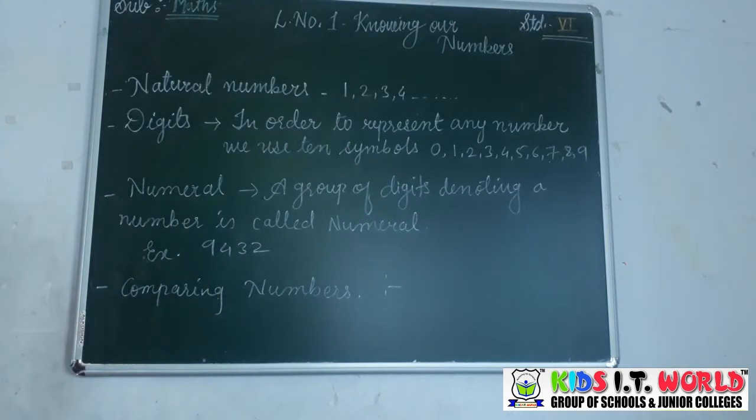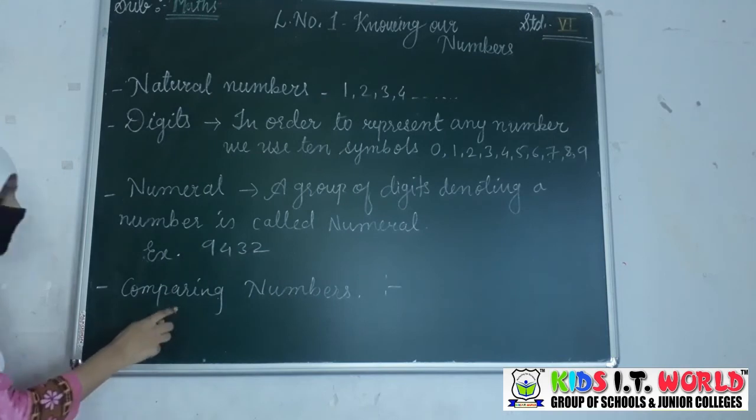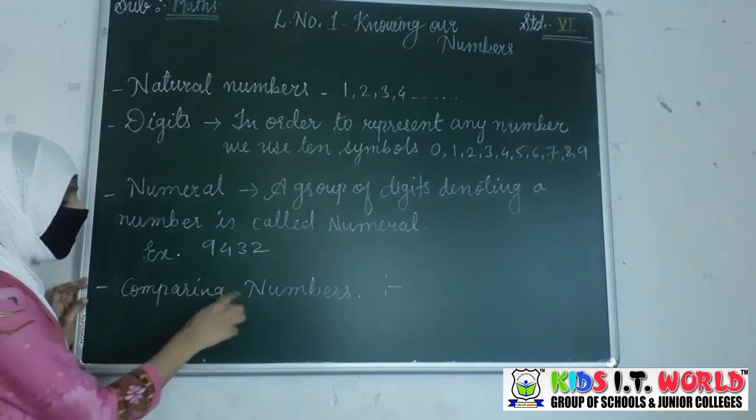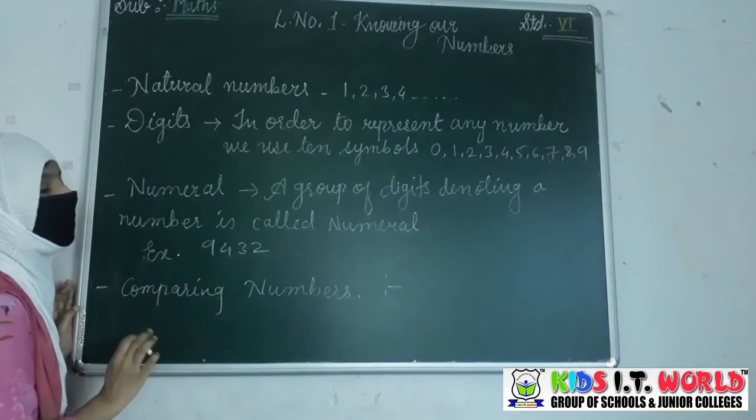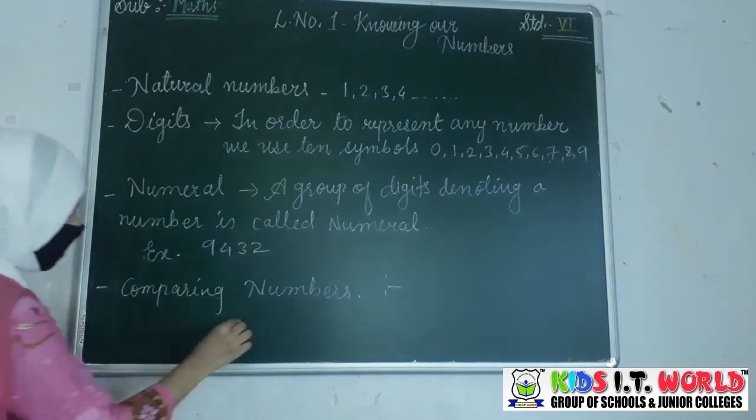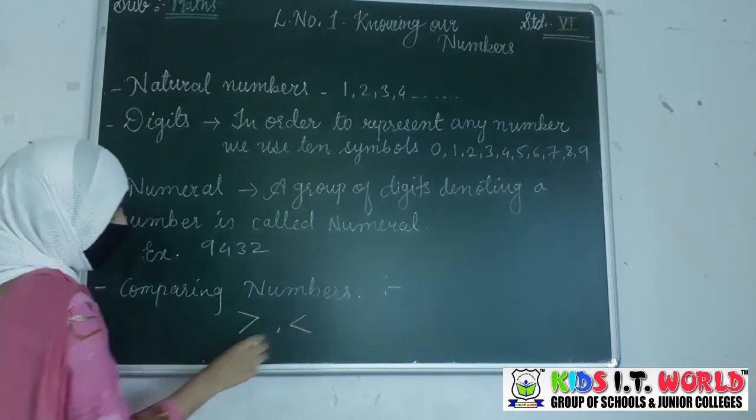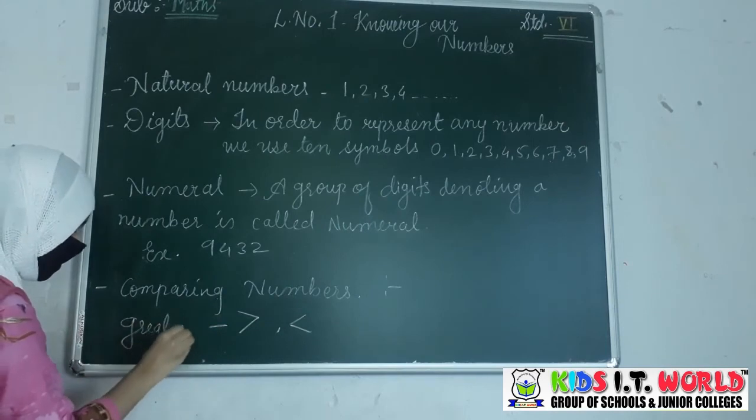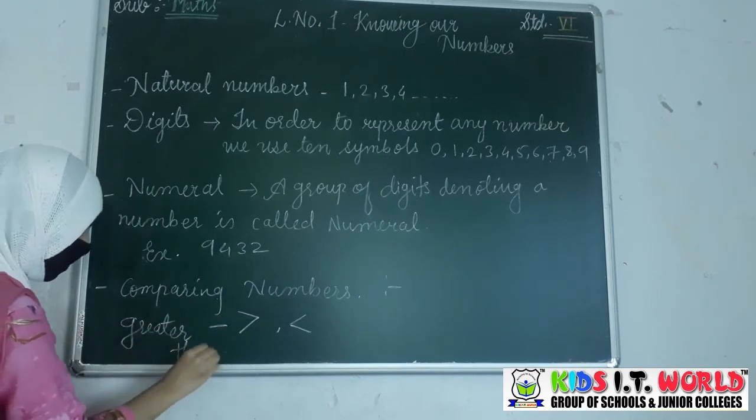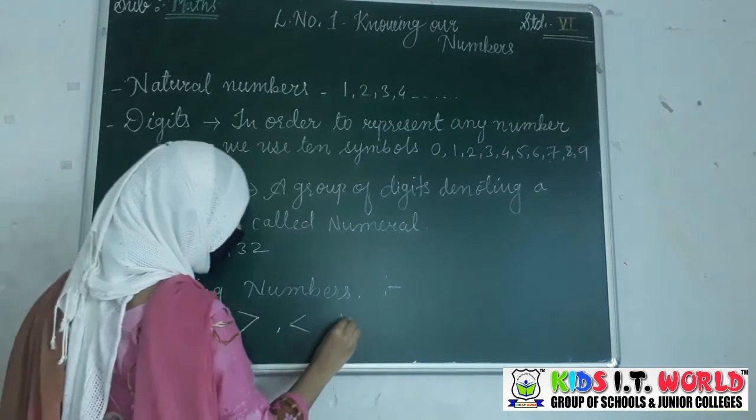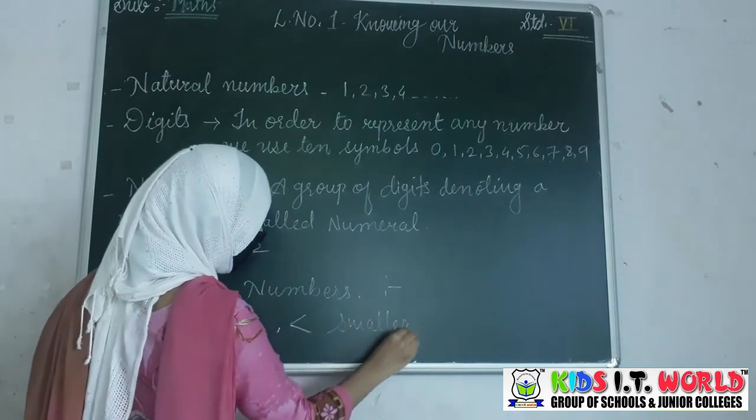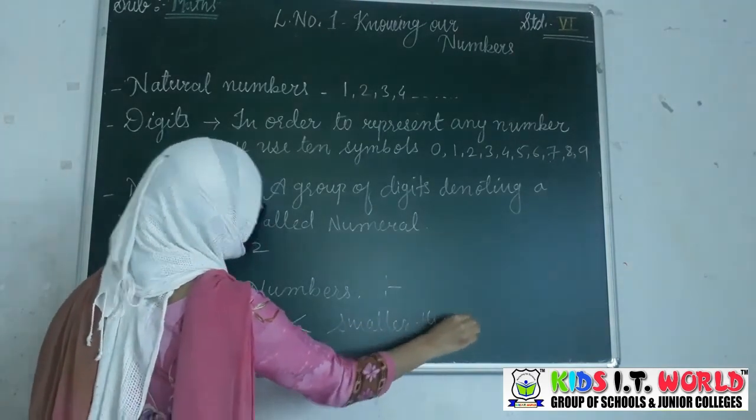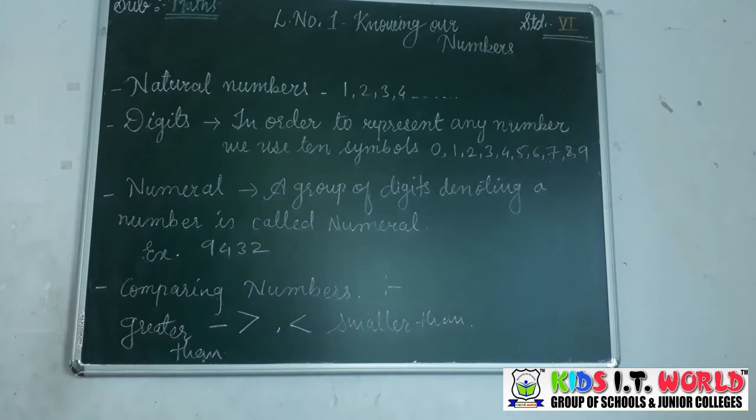Now, comparing numbers. In order to compare numbers, we use some different steps. When we do the exercise, at that time I will tell you which step we are using to compare the numbers. But to compare numbers, we use symbols. This symbol is for greater than, and this is for smaller than. On the basis of this, we will see the exercise.